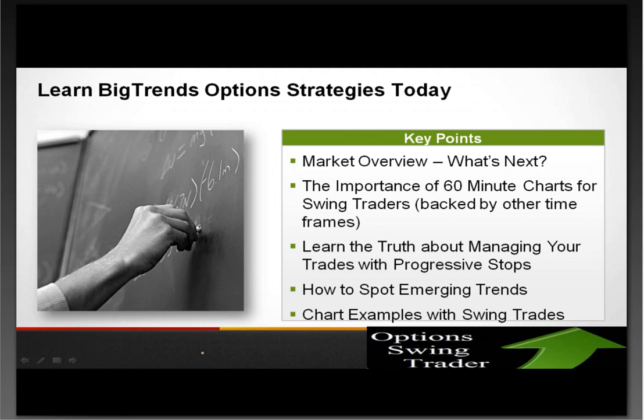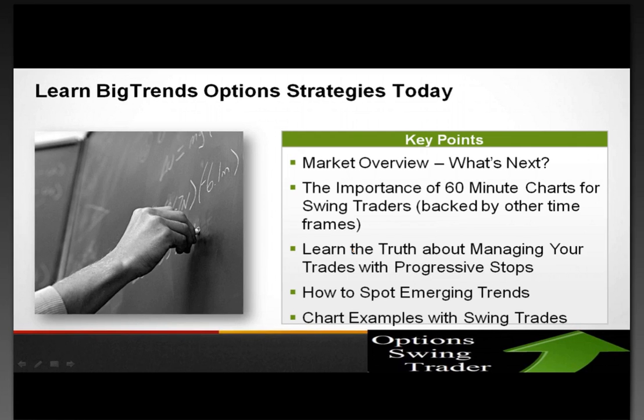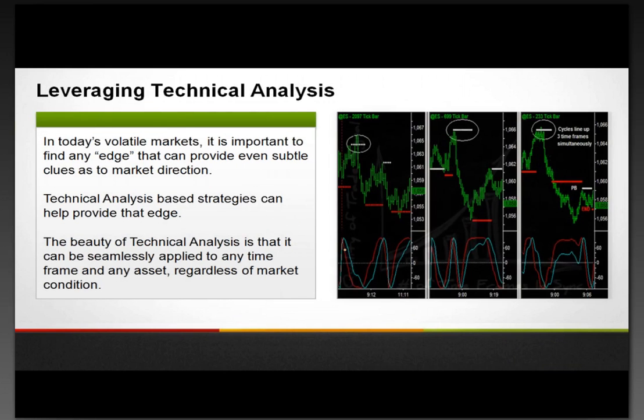This market is what I call manic depressive. It seems like lately it's been mostly manic. Everybody's rushing back into equities. Back in early October it was depressive. Everything was rushing out. So those things will go in cycles. You want to make sure you take advantage of that. We also want to talk about how we manage trades with progressive stops and then spot new trends. We're going to show you a lot of chart examples today of trends that we've been trading in the markets.